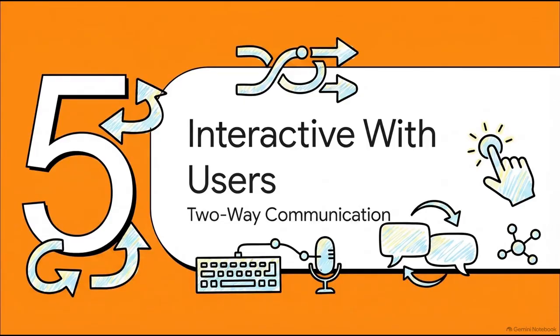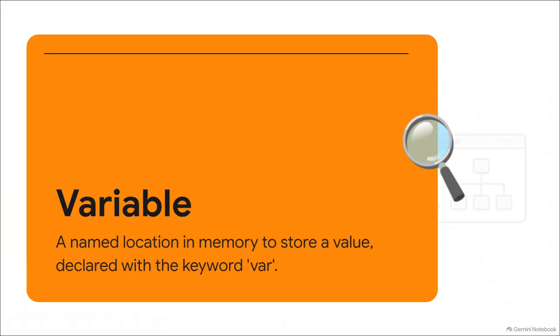Finally, Section 5. Getting interactive with users. If we want to achieve true two-way communication with the user, we have to introduce a new tool, variables. Think of variables as metaphorical storage boxes sitting inside your computer's memory. We declare them using the keyword var, we give them a specific, memorable name, and then we use them to catch and hold on to the information our users give us. That way, the script can actually remember it and use it later.